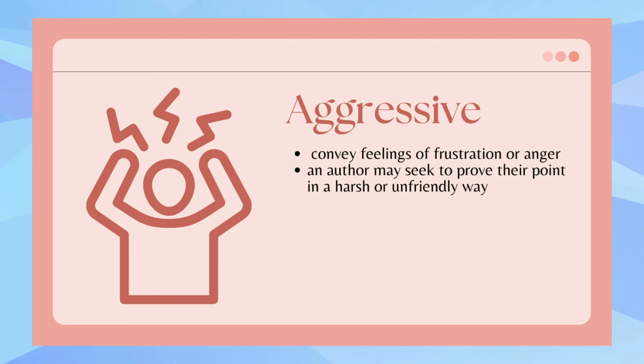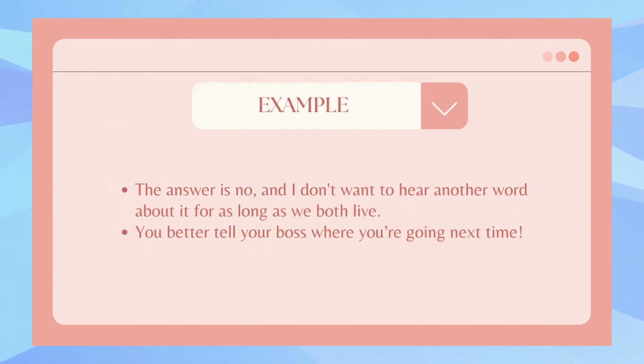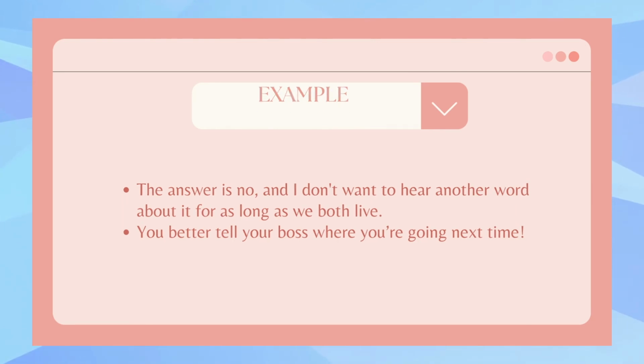somebody feels like they are in an argument or in confrontations, and it can be found in sentences that express anger, frustration, and other negative emotions. So this type of writing might also contain threats to the person being talked about, as well as warnings for how they should behave in future encounters with the writer. So, for example, we have the answer is no, and I don't want to hear another word about it for as long as we both live. Next is you better tell your boss where you're going next time.